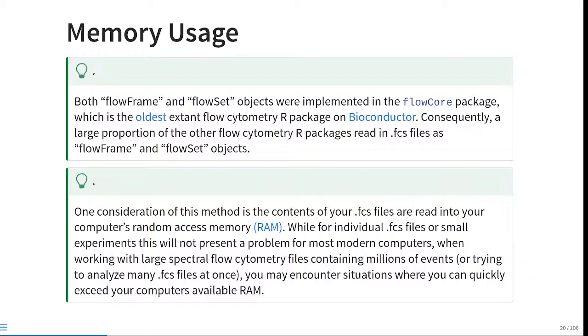But you may run into some issues if you're working with very large spectral flow cytometry files with like 40 different parameters and 3 or 4 million cells per individual FCS file, or if you're trying to work with hundreds of thousands of FCS files all at the same time. You may encounter that as you try to read your whole data set into your active RAM, you don't have enough RAM for your particular computer and you end up crashing the system.